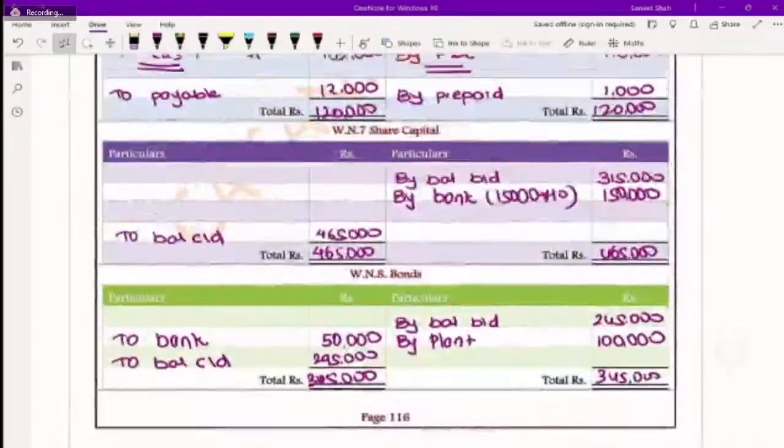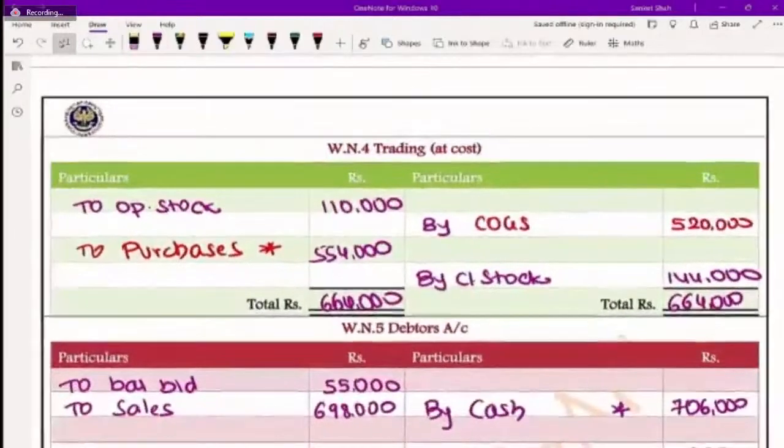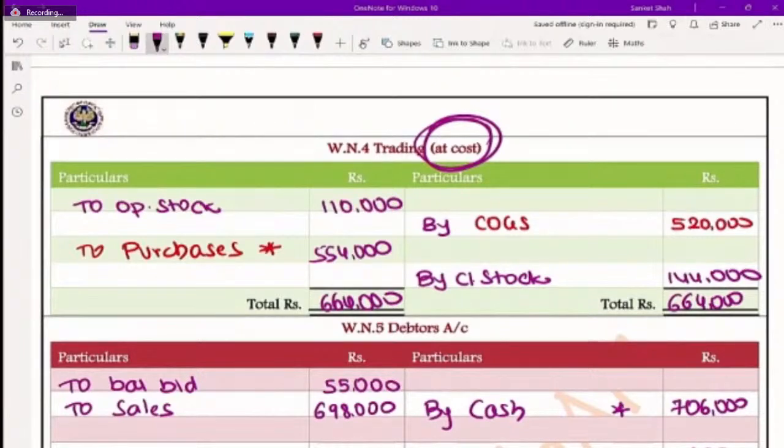Okay, see beta, the answer is very easy, at cost. That is why I have written trading account at cost. At cost means you are finding purchases by using COGS, so this is called as at cost.